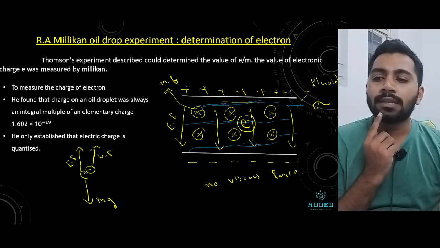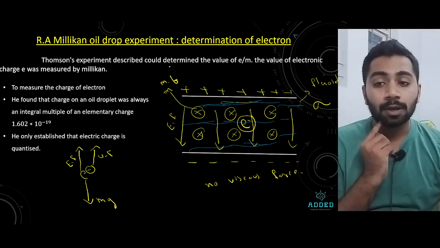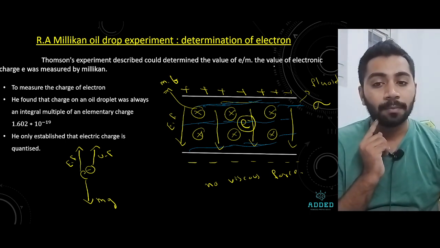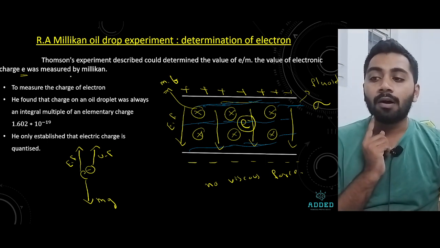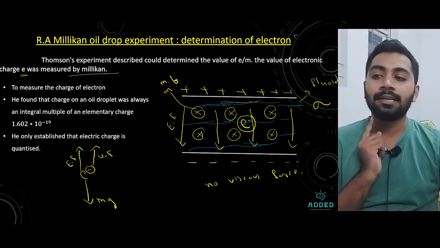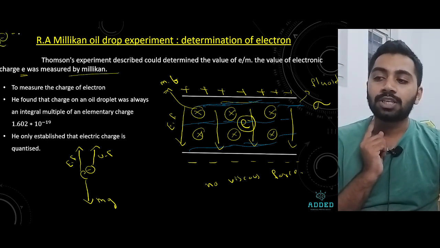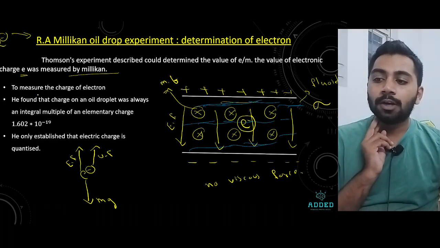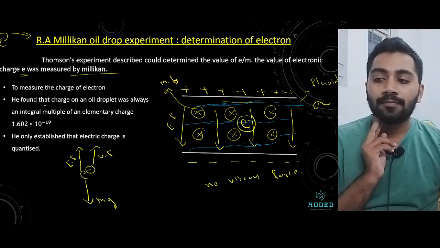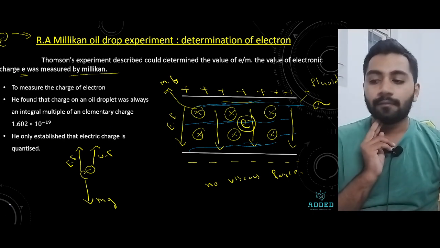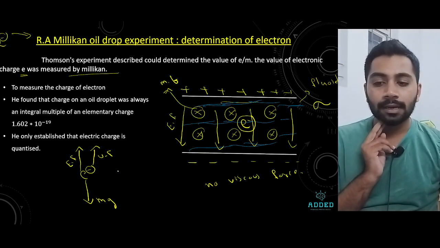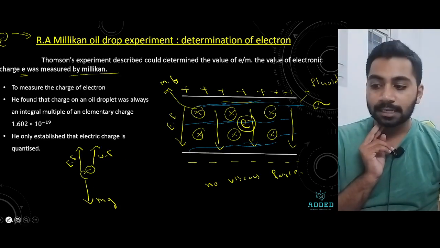Thomson's experiment could determine the value of e by m. The value of the electron's charge e was established by Millikan. To measure the charge of the electron, he found that the charge on the oil drop was always an integer multiple of the electron charge. We'll discuss this question. First, let us see how he did this.